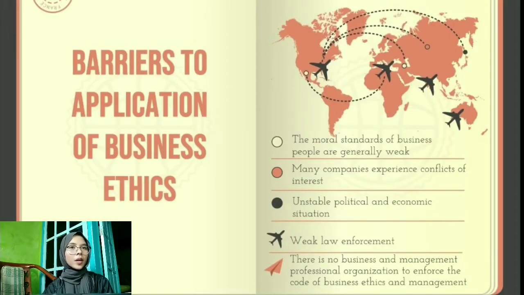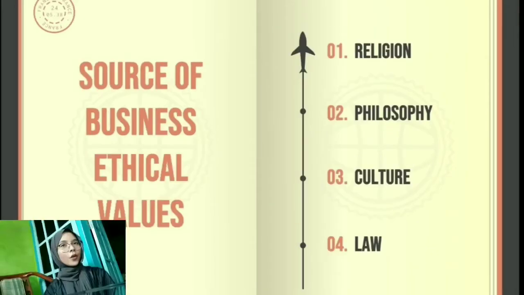The next, barriers to application of business ethics. Number 1, the moral standards of business people are generally weak. Number 2, many companies experience conflict of interest. Number 3, unstable political and economic situation. Number 4, weak law enforcement. Number 5, there is no business and management professional organization to enforce the code of business ethics and management. Okay, next.